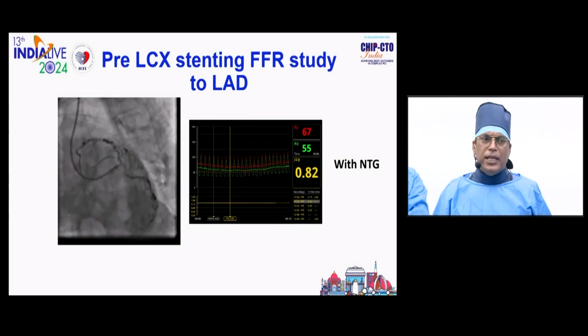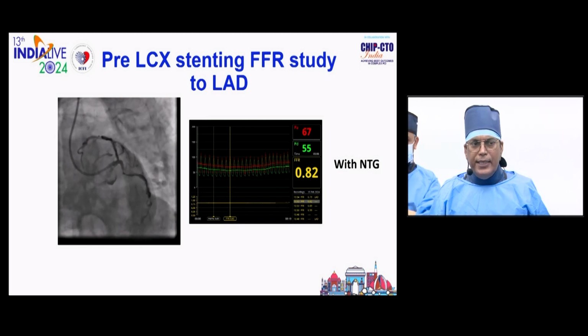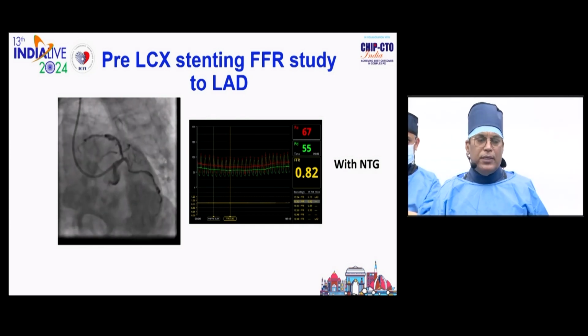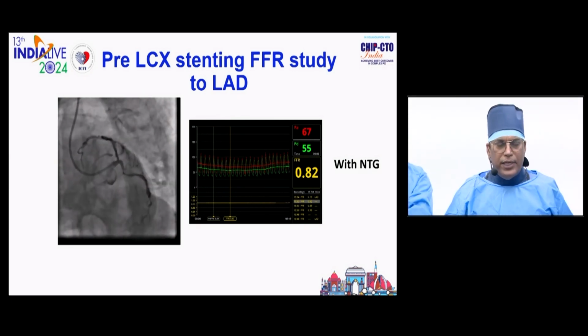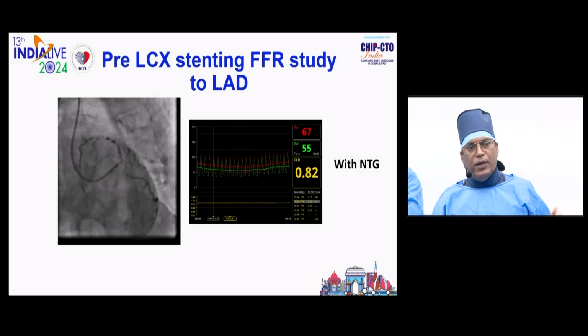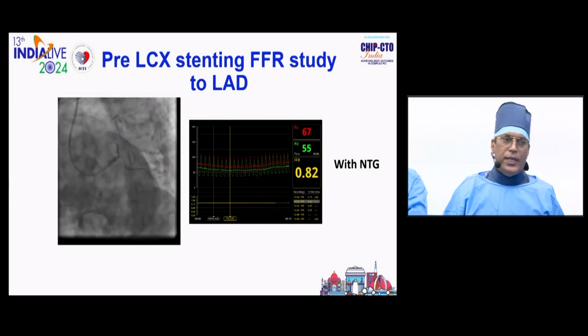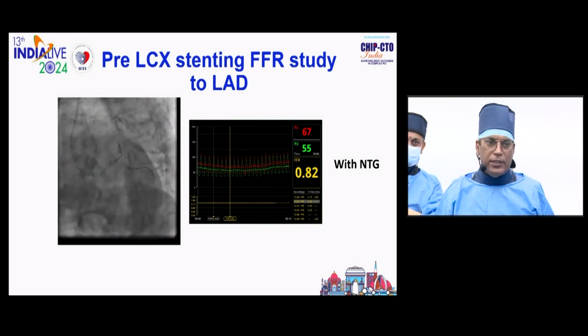Any side branch stenosis can influence the main branch FFR. Here, because of the tight left circumflex lesion, more than 90%, I felt that it may definitely have some impact on the LAD FFR. Our intention was to repeat the LAD FFR after completing the left circumflex, because a critical side branch lesion can influence the FFR by almost 0.02 to 0.03 points.